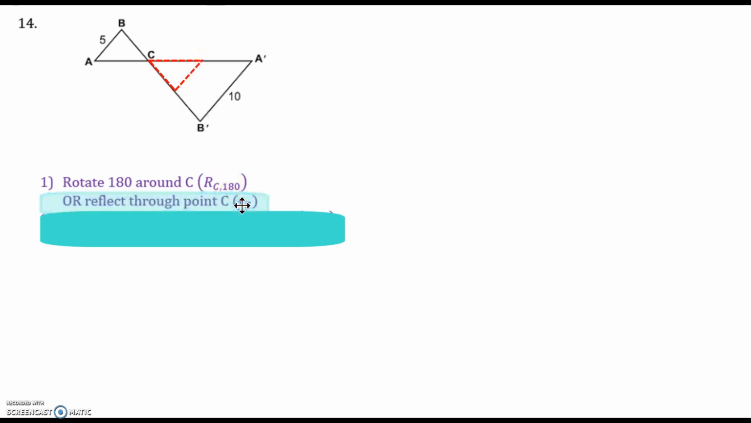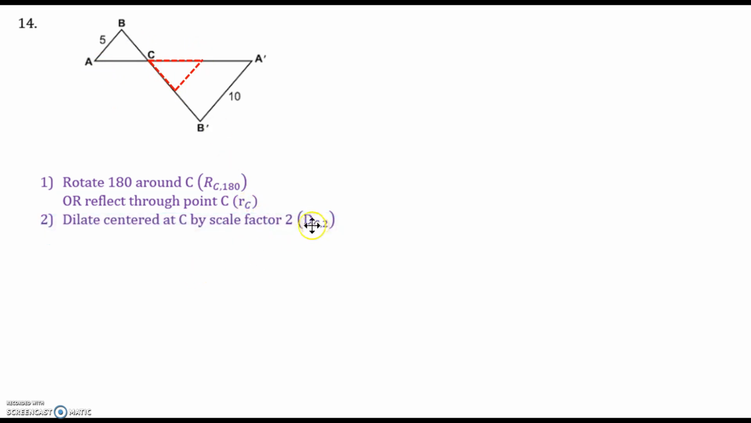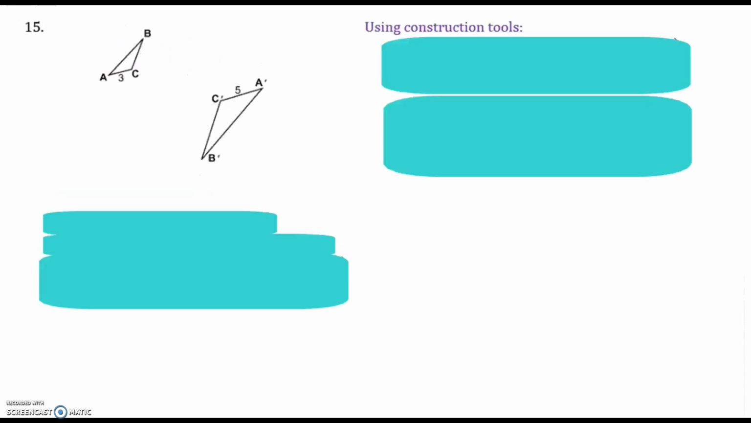So then I can dilate that. Also, by the way, remember that a rotation of 180 is also the same as a point reflection. So B reflects through point C and lands in this spot. A reflects through point C and lands in this spot. And then when I dilate, it's going to be a scale factor of 2 because it does go from 5 to 10, and that's doubling.